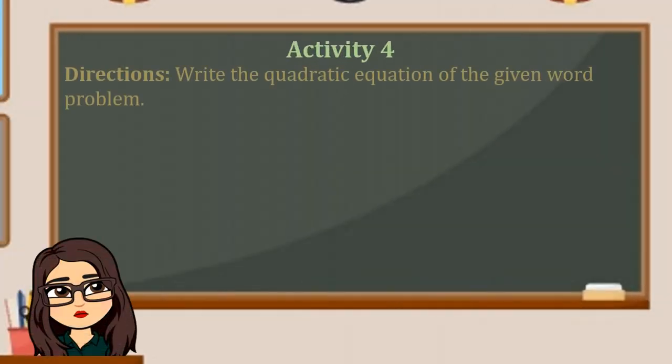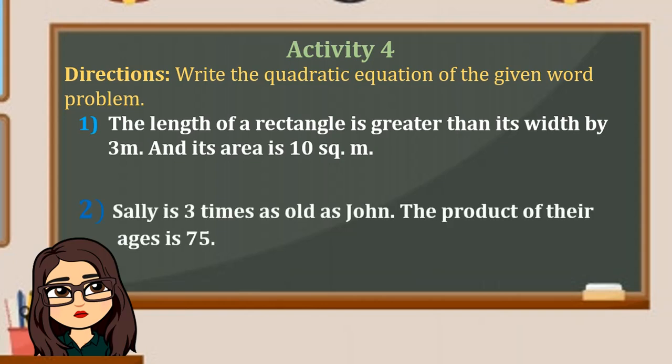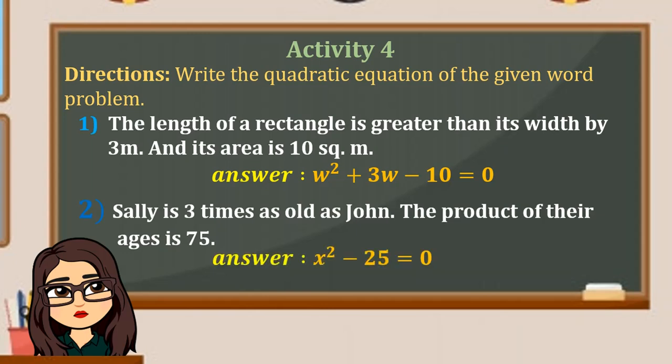And for the last activity, activity number 4, directions: write the quadratic equation of the given word problem. There are two word problems. Number 1 is the length of the rectangle is greater than its width by 3 meters and its area is 10 meters square. Second problem, Sally is 3 times as old as John. The product of their ages is 75. For activity number 4, ibibigay ko na po yung sagot. For number 1, the answer is w squared plus 3w minus 10 equals to 0. Then for number 2, x squared minus 25 equals to 0.